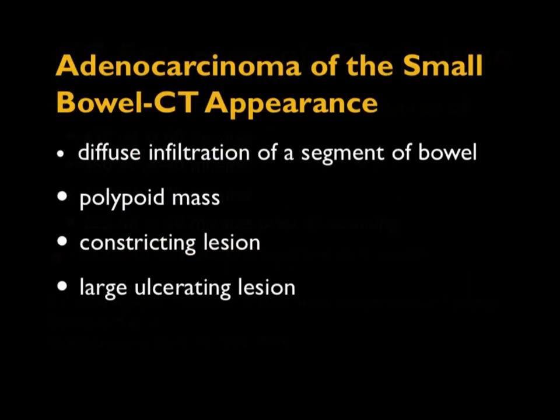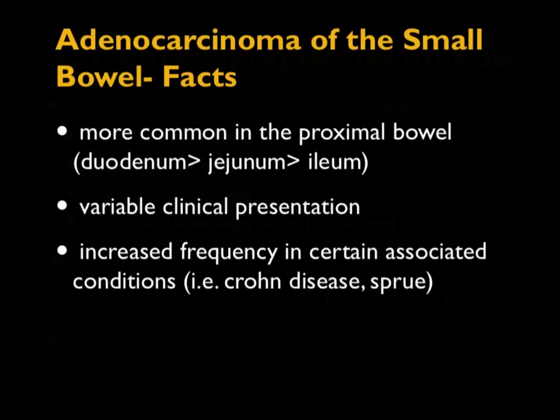When you talk about adenocarcinoma of the small bowel, we typically think about four presentations. And this would have been the same description probably I would have given you for small bowel series, right? Diffuse infiltration of a segment, polypoid mass, constricting lesion or large ulcerating lesion would have been all things we did consider. When you look at adenocarcinoma, it's more common in the proximal bowel, most common in duodenum.